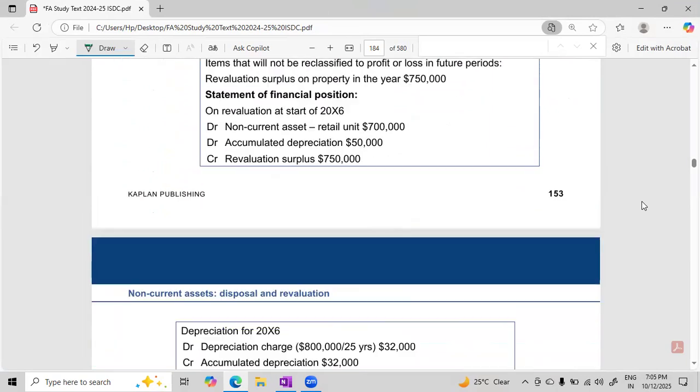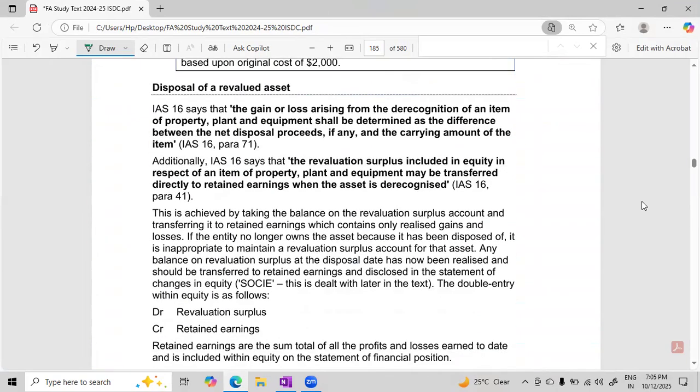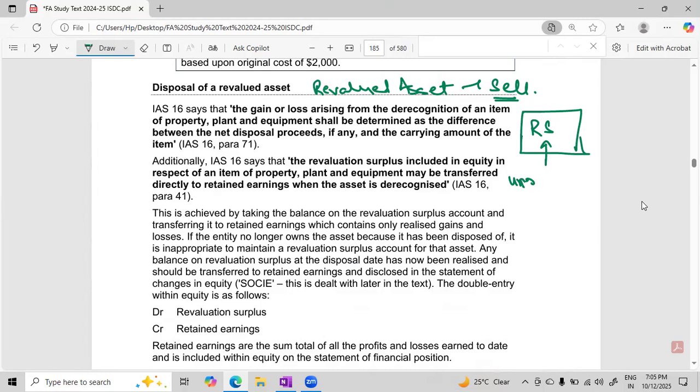Now let's move forward. The next topic is disposal of a revalued asset. So see, now you have revalued an asset, but now you are going to dispose it off, which means you are going to sell it. So when you will sell the asset, the revaluation surplus which you have made till date was unrealized, because you were not actually receiving any cash for this increase in value. But now when you will sell this asset to which the revaluation surplus related, upon disposal, this revaluation surplus would be finally realized.